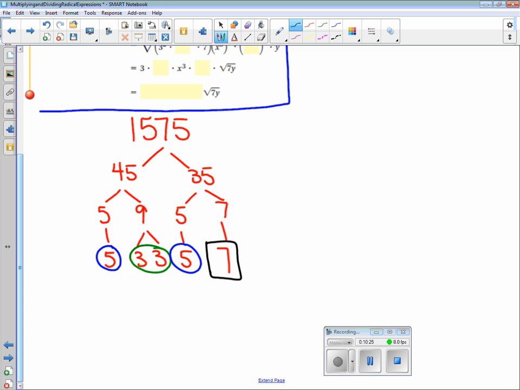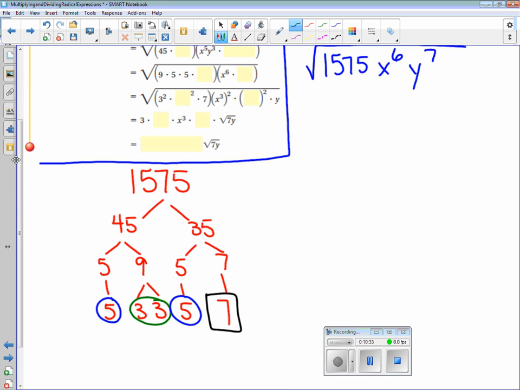So I'm going to bring out a 5 and I'm going to bring out a 3. What number is that? Am I totally bringing out? 15. And the 7 stays underneath. So I have 15. I'm going to leave some room for my variables. And then I have a 7. Any questions so far? So I'm looking for my variables now.